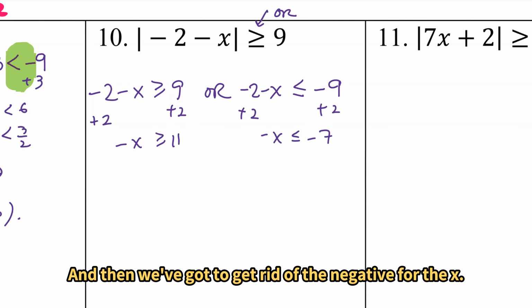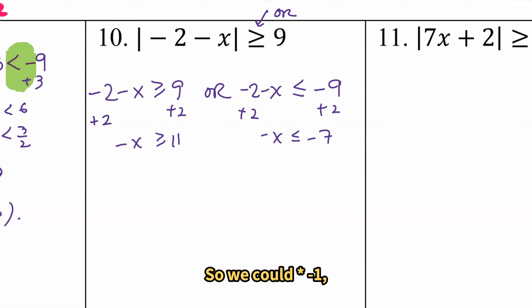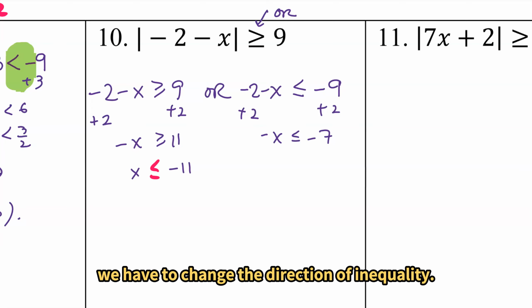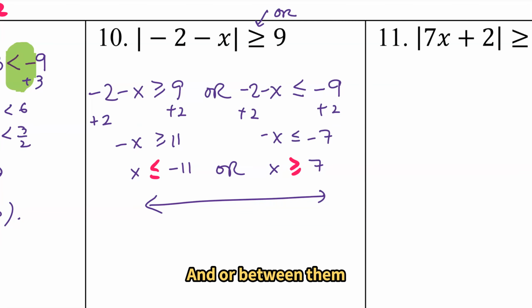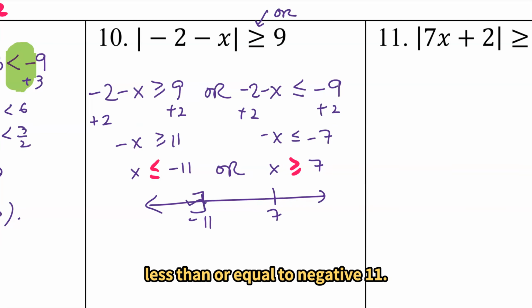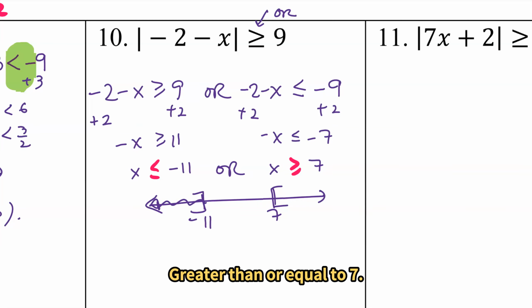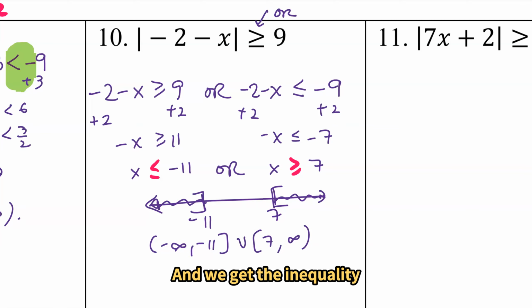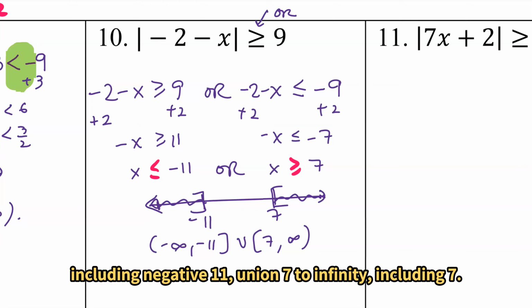And then we've got to get rid of the negative for the x. So we could multiply by negative 1, but if we multiply by negative 1, we have to change the direction of the inequality. And an or between them, because we're doing an or, we have negative 11 and 7, less than or equal to negative 11, greater than or equal to 7. And we get the interval negative infinity to negative 11, including negative 11, union 7 to infinity, including 7.